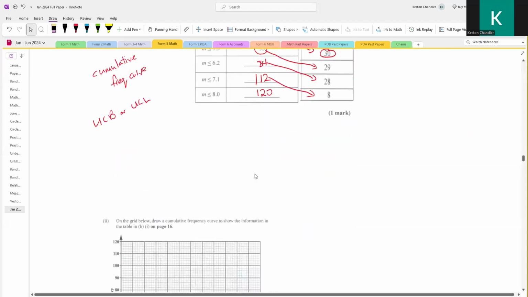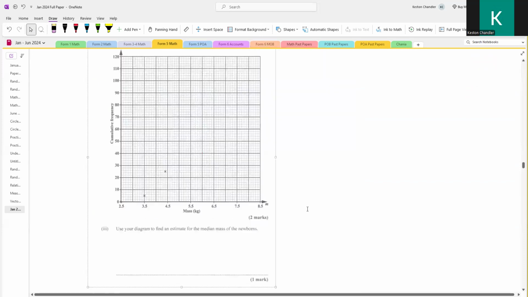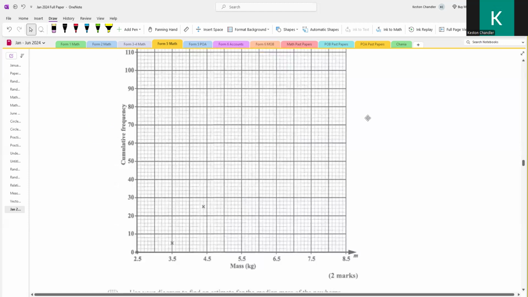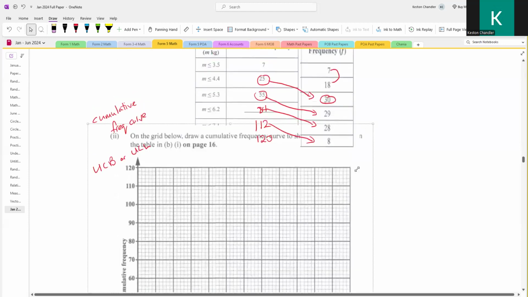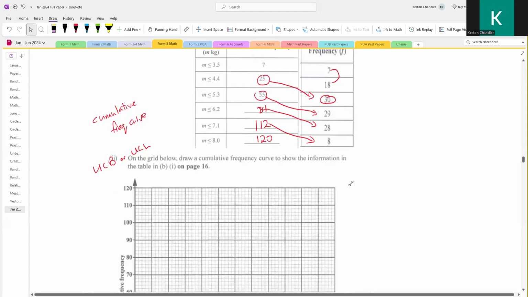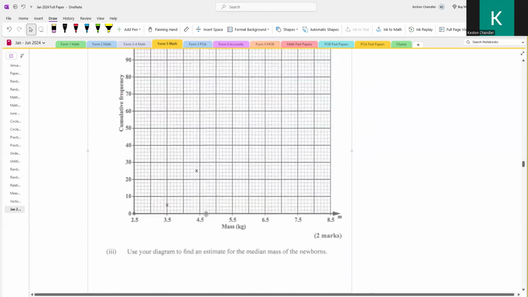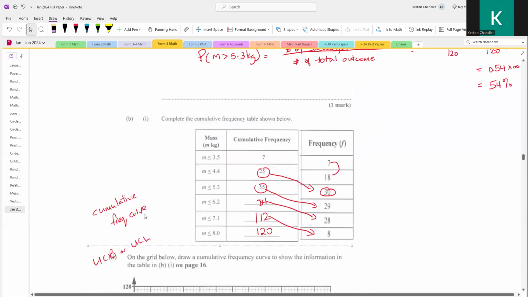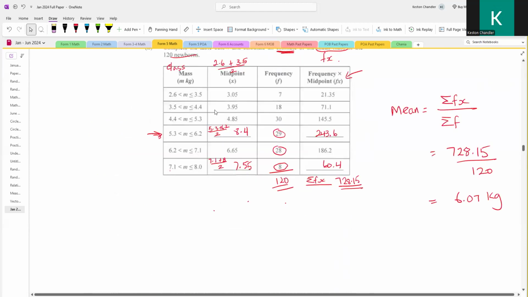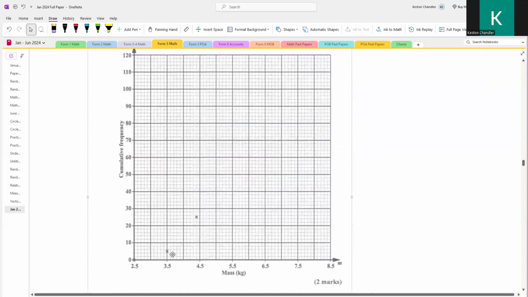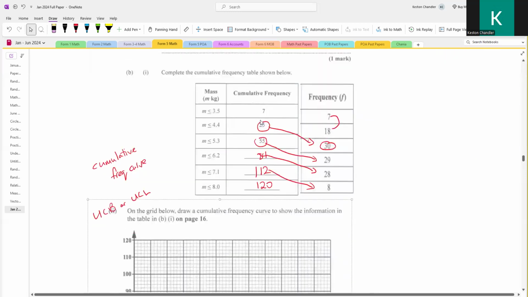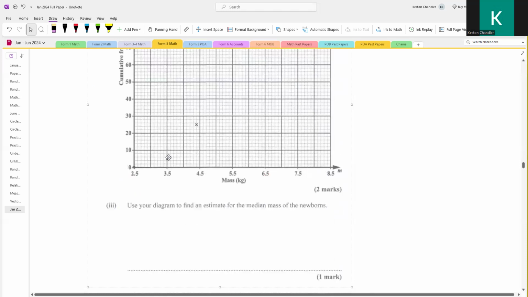The graph is the next question. The cumulative frequency always goes on the y-axis, and the mass, whatever they're measuring, will go on the x-axis. So you see how they're plotting it? 2.5 and 0, right? 2.5 will go with 0 because that's below the 2.6. There's nobody in that group, so it's starting from there. And then 3.5, and look at what we had in our table, 7. So you see, this is roughly about 7 there because you're counting in twos, right? And you continue like that.